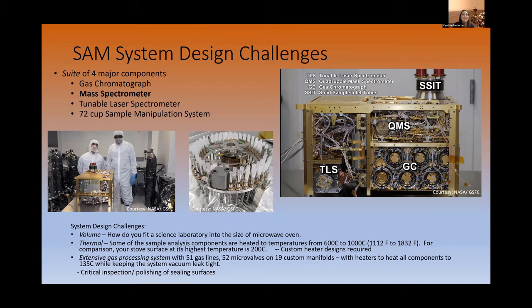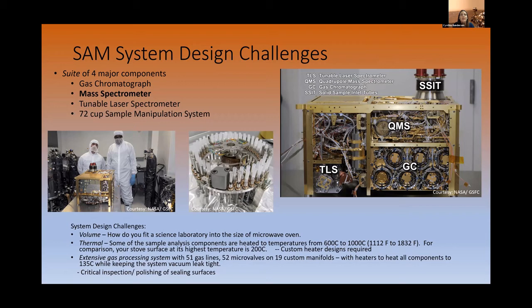Thermal challenges included having to heat some of the sample analysis subsystems up to temperatures between 600 and 1,000 degrees C. For comparison, your stove surface at its highest temperature is 200 degrees Celsius. These subsystems took years of development and testing, and eventually utilized custom heaters, because you can't really find heaters to do what we needed these heaters to do. And anytime you're designing a custom heater like that, that's being built by our very talented technicians at Goddard.